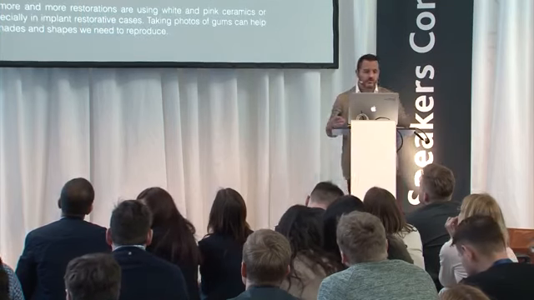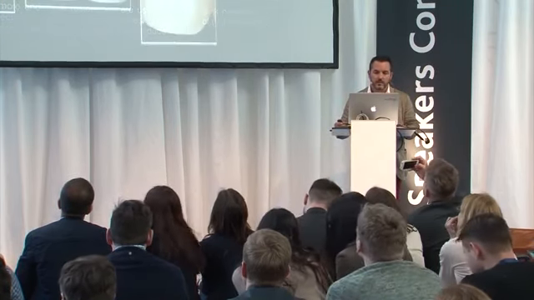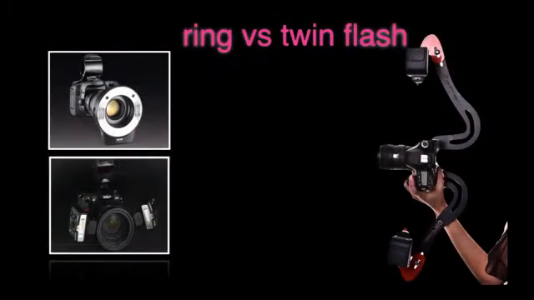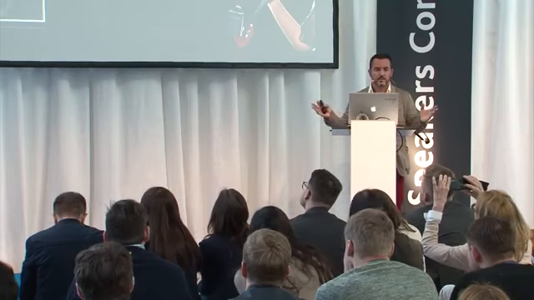We need intraoral photography to analyze the teeth, to see different textures, and to learn from nature, to reproduce, even if it's direct restoration or indirect restorations. I'm not using too much the ring flash. Usually ring flash is recommended when you do surgeries, when you do posterior area photography, but I like to use always twin flash.